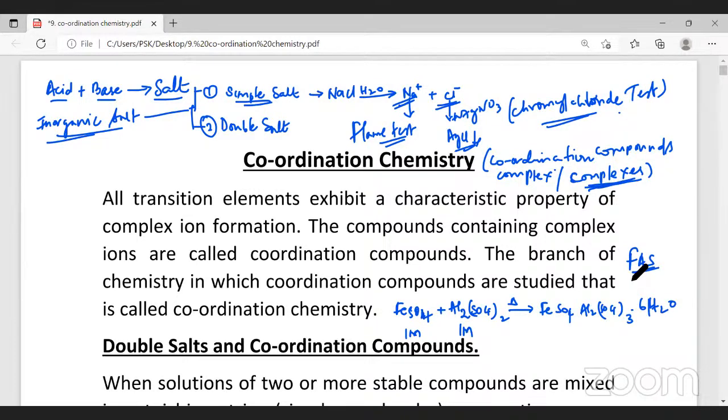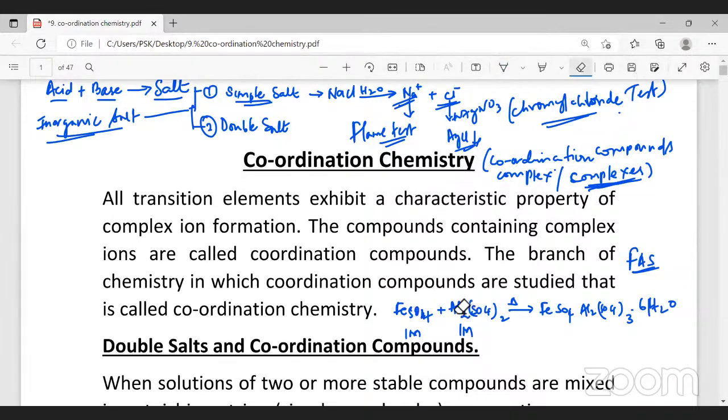It is abbreviated as FAS, ferrous ammonium sulfate. No, sorry, I took aluminum, right? Sorry, I should have taken ammonium sulfate. This is ammonium sulfate. So when we take ferrous sulfate and ammonium sulfate, all right, I'll rewrite it otherwise. Wait for a minute.